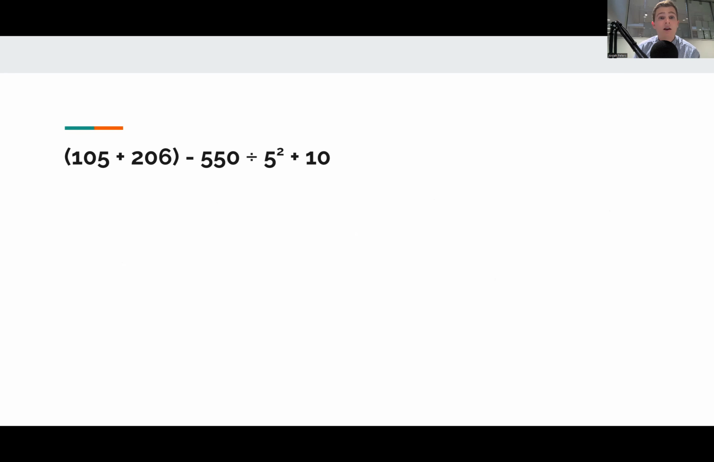Okay. As I said, these are going to get harder. So I recommend if you're going to have a go, pause the video now. Okay, so this next question. In brackets, we've got 105 plus 206 minus 550 divided by 5 squared plus 10.